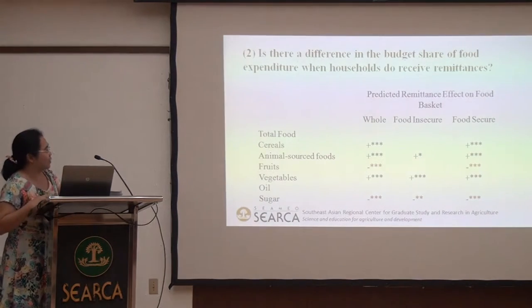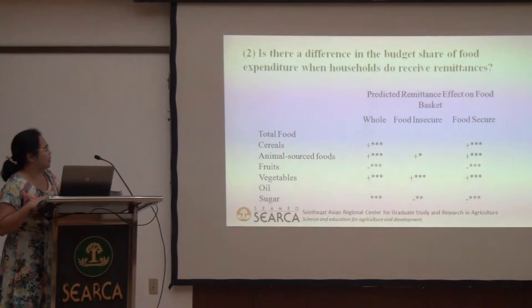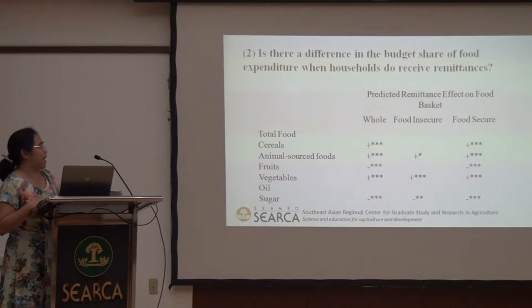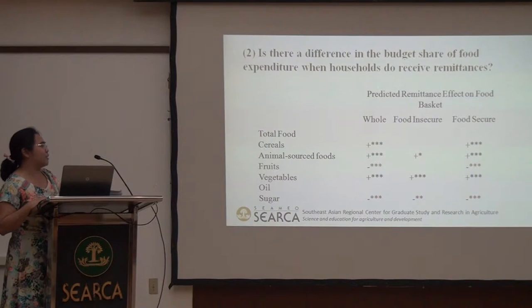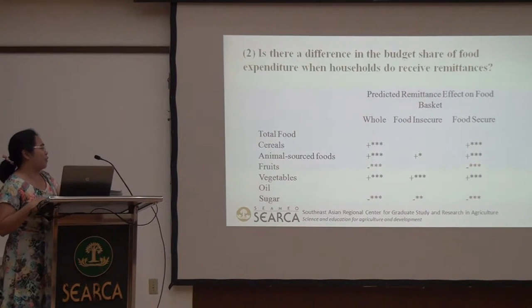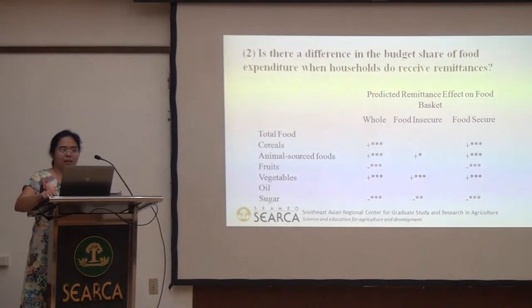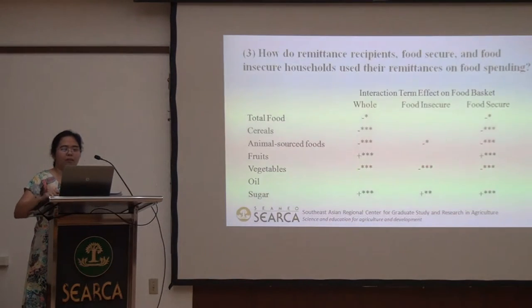Okay, so let's try to look at this. Comparing again the whole, or as a whole, and the food secure households, the remittance recipients have higher budget share on cereals, animal source foods, and vegetables, but the remittance recipients have lesser budget share on fruits and sugar.